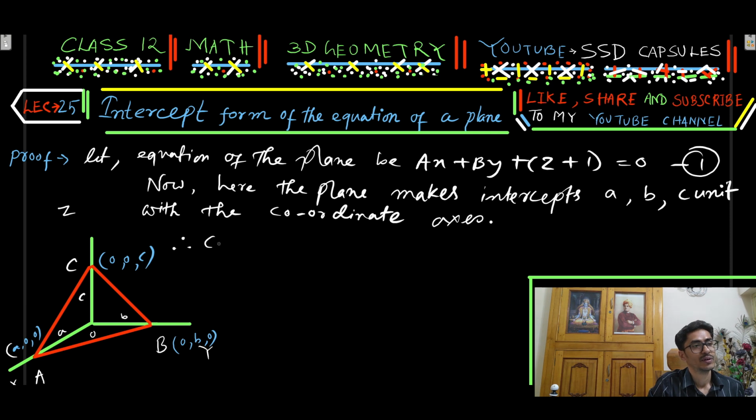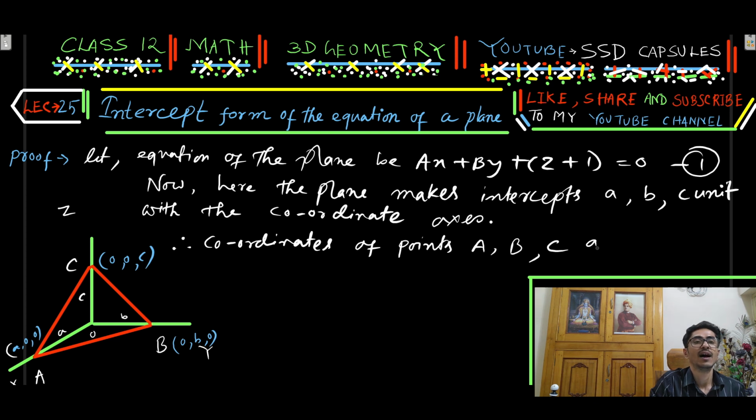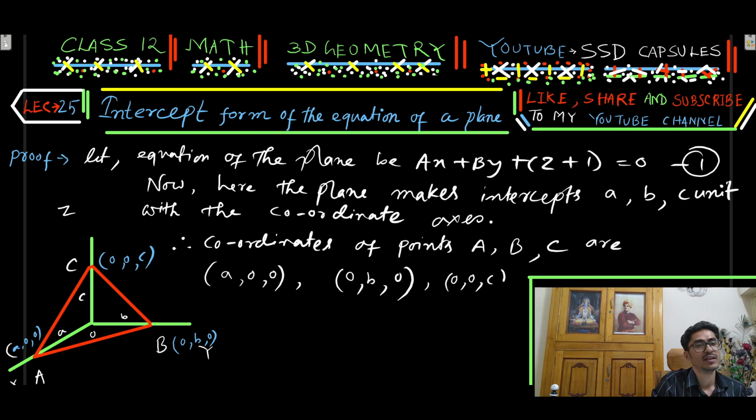Therefore, coordinates of points A, B, C are A(a, 0, 0), B(0, b, 0) and C(0, 0, c) respectively.